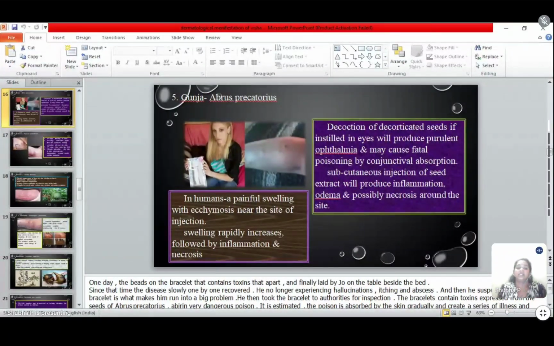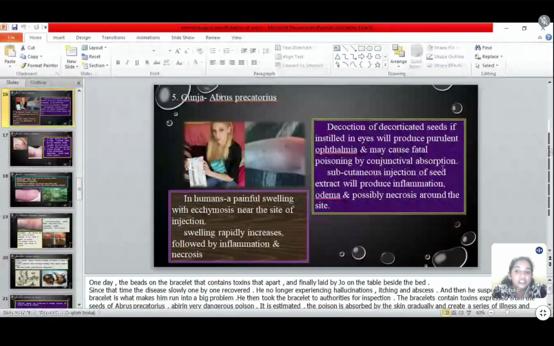Swelling was rapidly increasing here, followed by inflammation and necrosis in this case. A decoction of decorticated seeds instilled in the eye will produce a purulent ophthalmia. You might ask why decoctions of this would be instilled in the eye. These are certain traditional medications used for different cases, eye problems and all. They used some traditional medications and that has resulted in such a presentation.